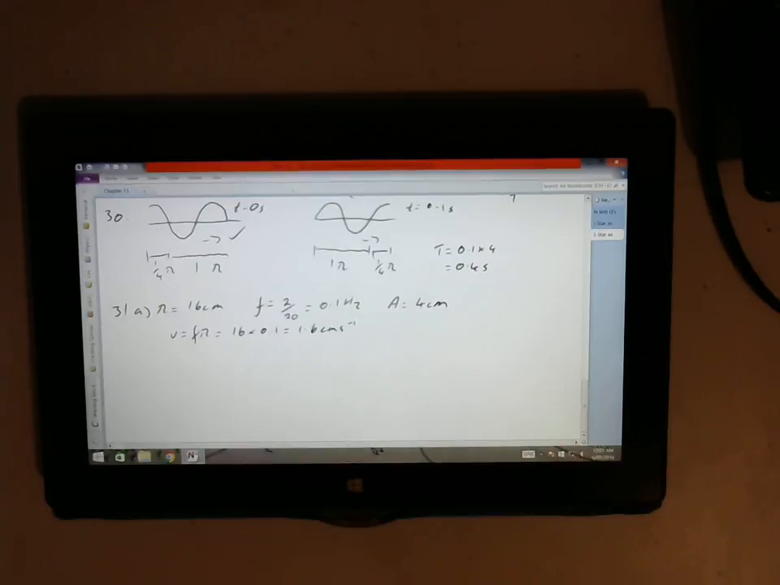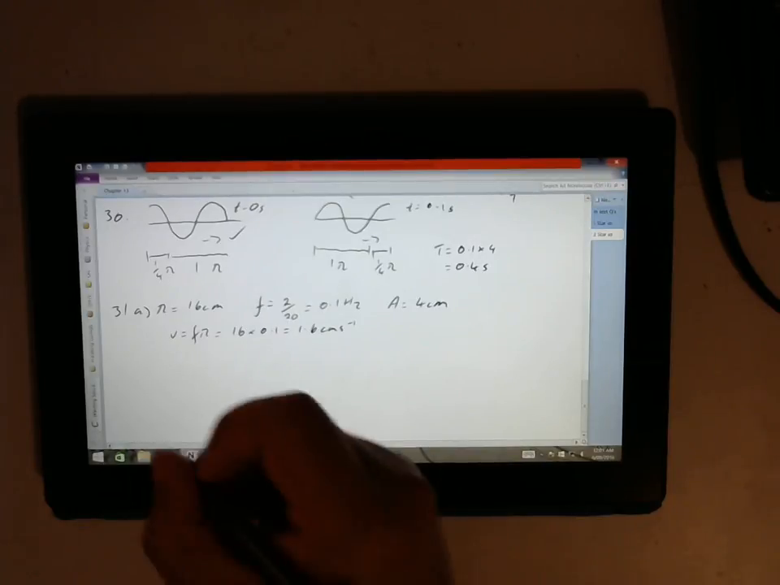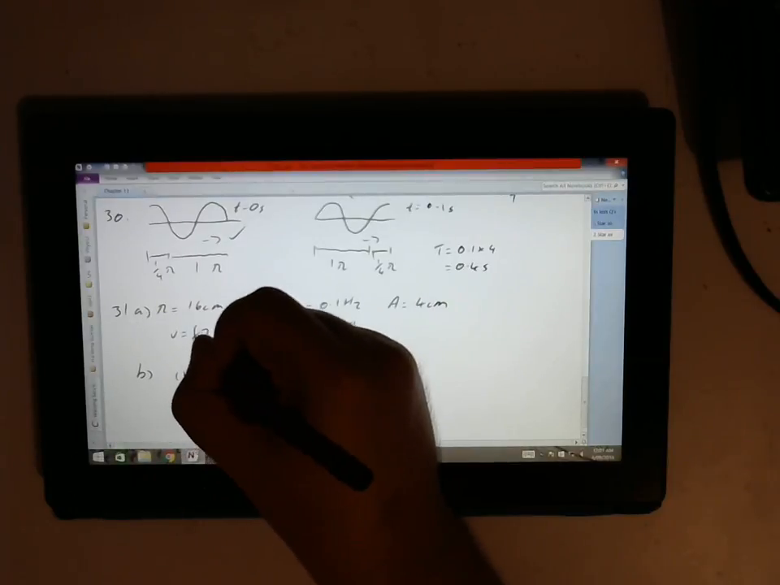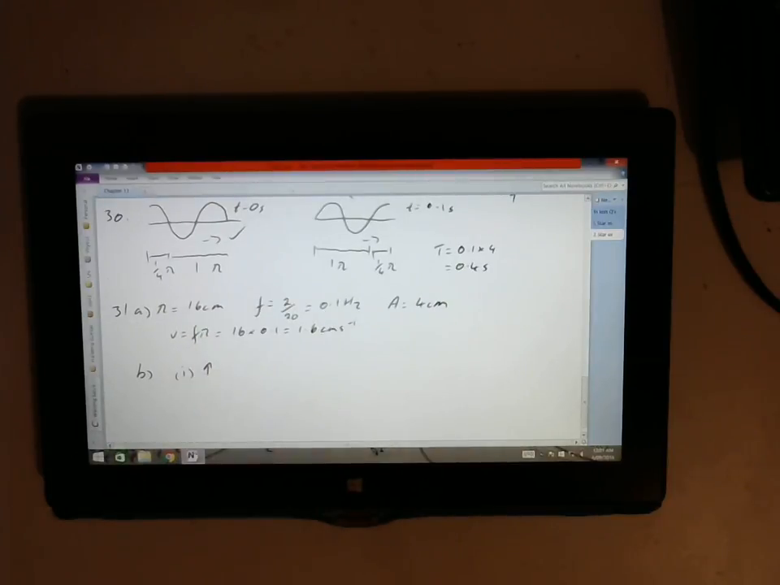At the instant shown, which of the particles A to H are moving upward, downward, or momentarily still? Okay, let's do that. B1. So which ones are going upwards? So direction of wave motion is to the left this time. So whatever's to the right is what's going to happen next. Oh, sorry, no, we're asking about the instant. So what movement would they be doing right now?